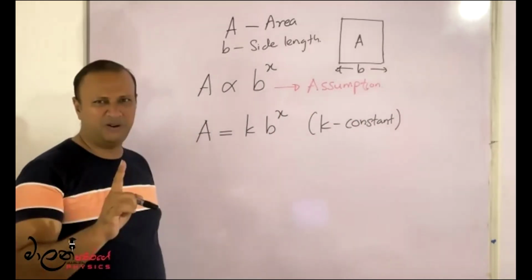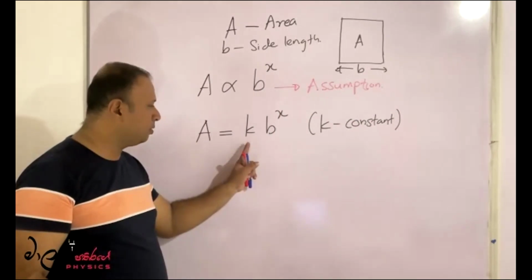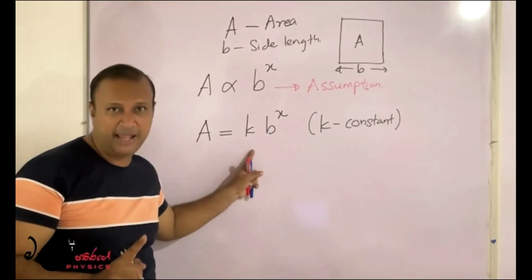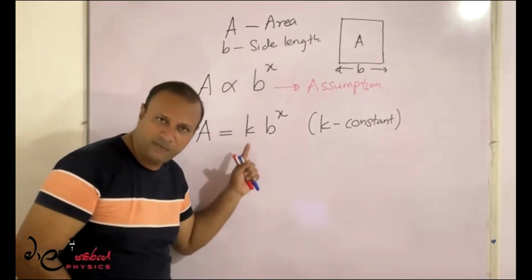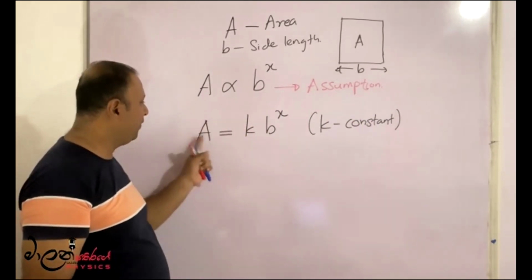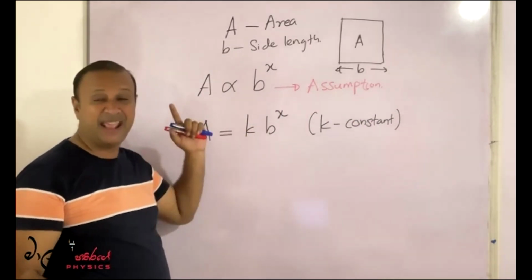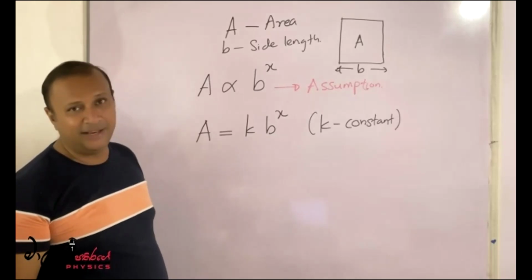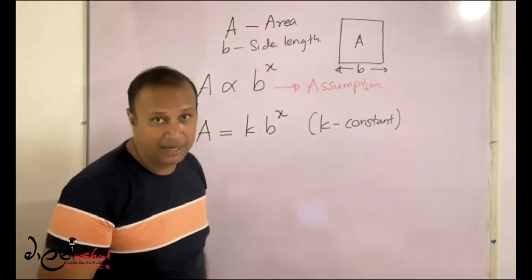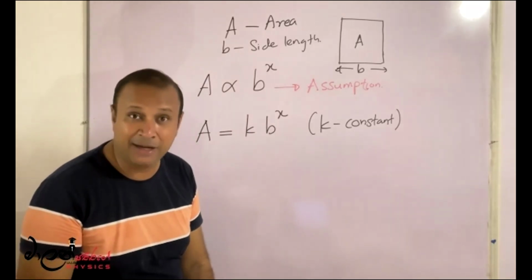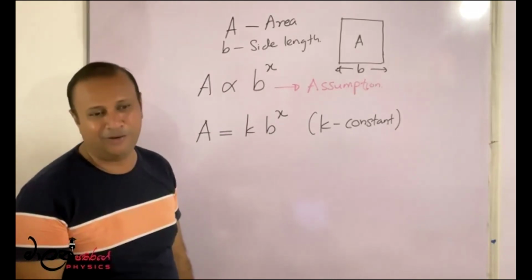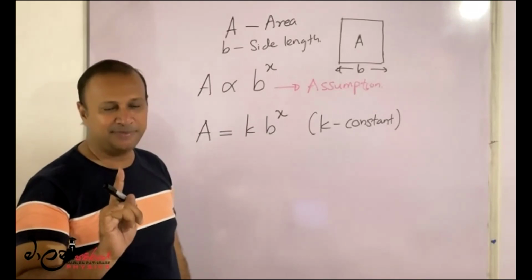Suppose you know all about K. If you know the dimension of K, if you know the dimension of B, and if you know the dimension of A, then you can apply all the dimensions into this formula, and you can determine the value of x. Did you get my point?